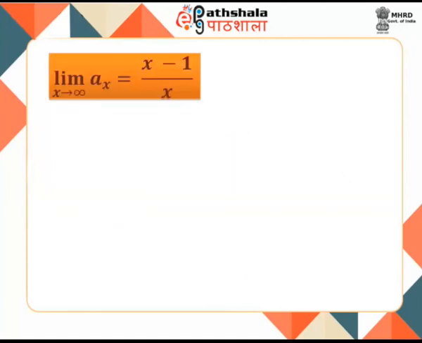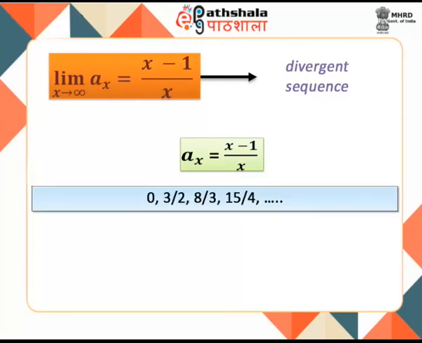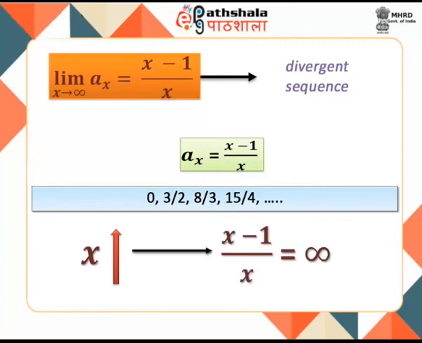If the limit of a_x as x tends to infinity is equal to plus or minus infinity, the sequence is termed a divergent sequence. Example: a_x is equal to (x square minus 1) by x. Various members of the sequence are 0, 3 upon 2, 8 upon 3, 15 upon 4, and so on. We note that as x becomes larger, the successive terms of the sequence also become larger. Thus, the limit of (x square minus 1) by x as x tends to infinity is equal to infinity and the sequence is divergent.